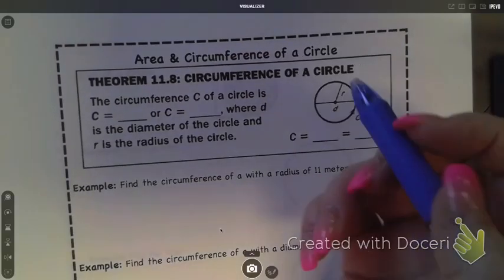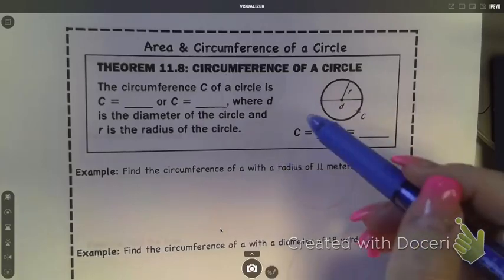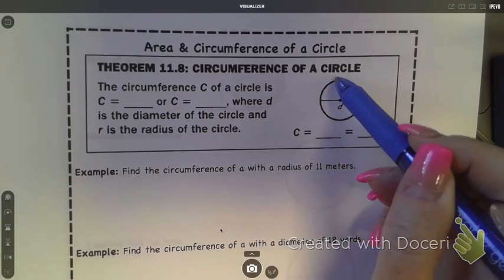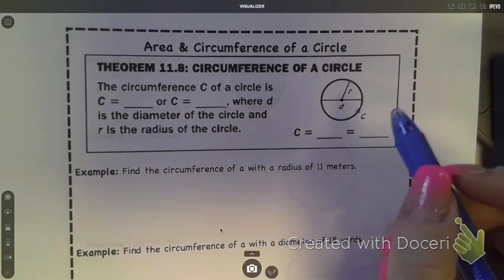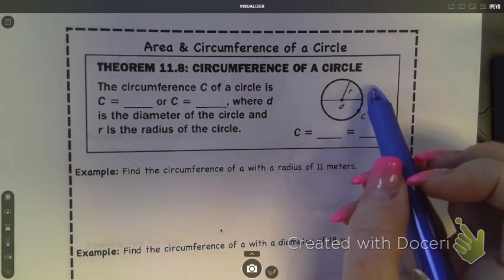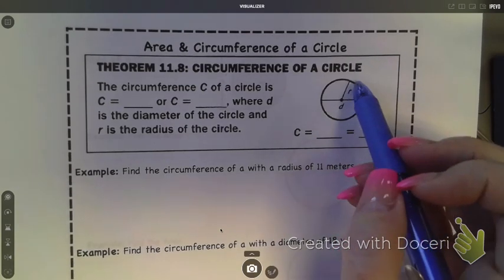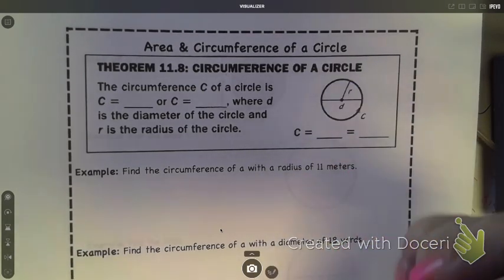So today we're just going to review area and circumference. The circumference of a circle is the distance around the outside. It's like a perimeter. Circles don't have perimeters, they have circumferences. Okay? Because for a perimeter, you add up all the side lengths. Well, a circle doesn't have multiple side lengths, so it just has how many? One. So you have to calculate it.